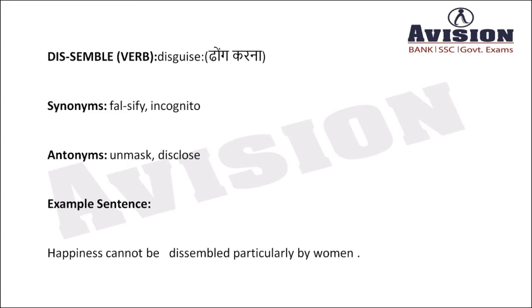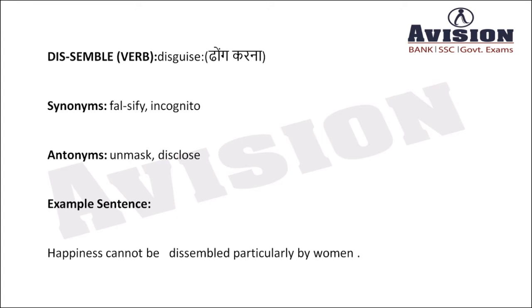What does it mean? It means showing off, like hypocrisy. So this is the perfect example of hypocrisy. You show off what you are not. So Hindi mein iska matlab hai dhong karna aur show off karna. Apne aap ko dikhana is called dissemble. Synonyms dekho, dissemble ka synonyms hai falsify, incognito. Remember, you might have seen the term incognito very frequently while using internet. The incognito is something that is hidden. So we have to make sure we use this properly when we frame a sentence.